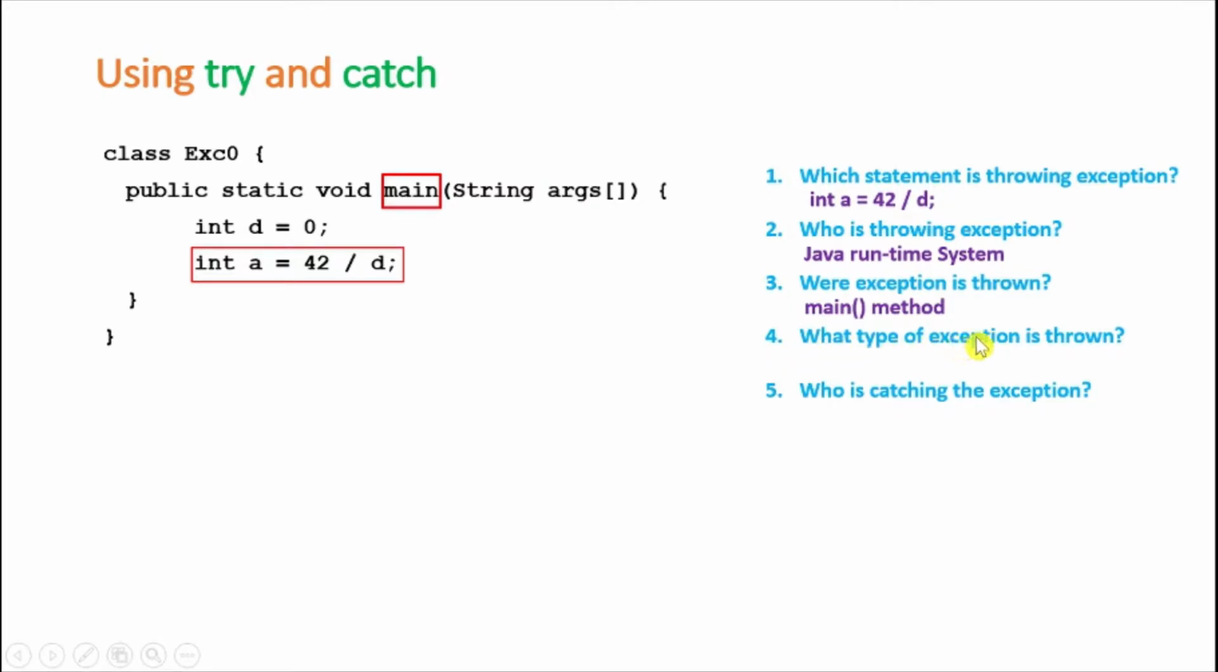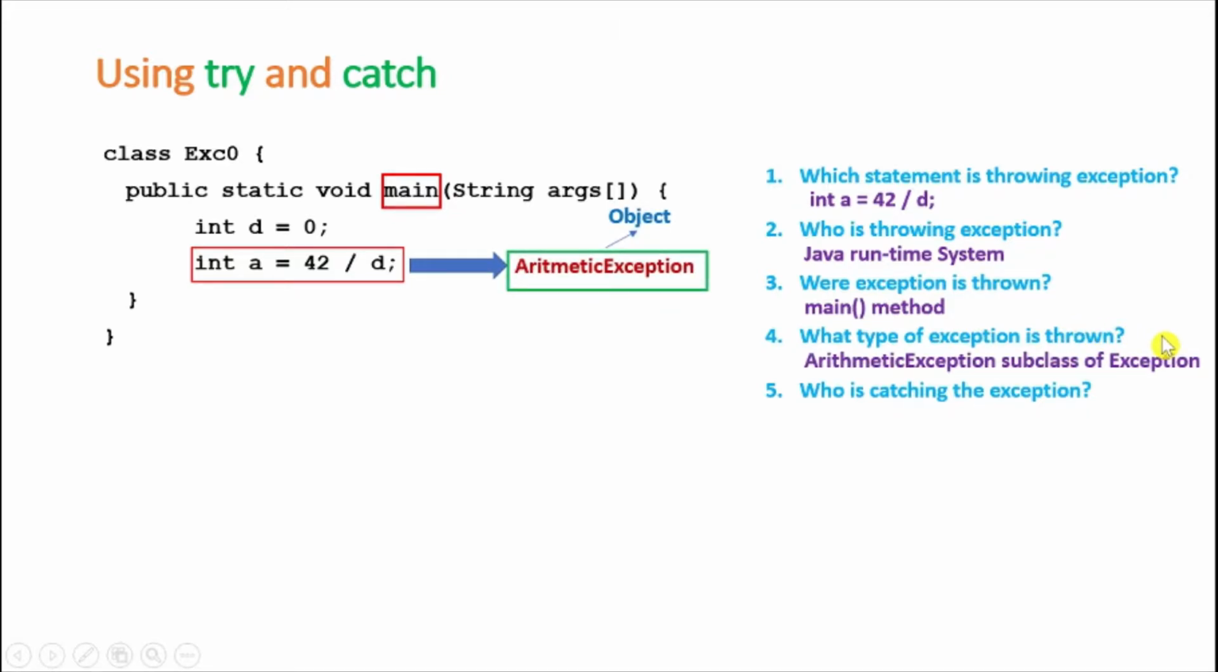Next, question number 4. What type of exception is thrown? ArithmeticException, which is a subclass of Exception, is thrown because division by 0 is an arithmetic error. One important thing I would like to highlight here is that any exception that is thrown in a method is an object representing that exception. With respect to our program, it is an object of type ArithmeticException, right?